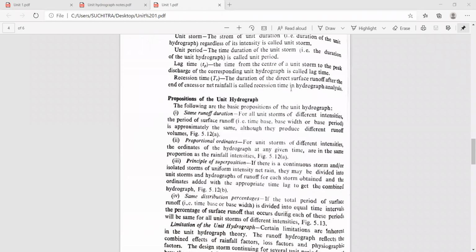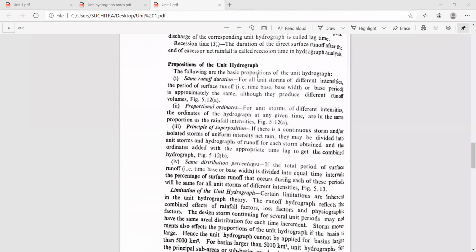Basically, to derive a unit hydrograph, we select an observed flood hydrograph from which we derive the unit hydrograph. Now there are some propositions of the unit hydrograph, also called the assumptions. These are some of the assumptions made in the unit hydrograph theory. The following are the basic assumptions, also called the propositions, of the unit hydrograph.